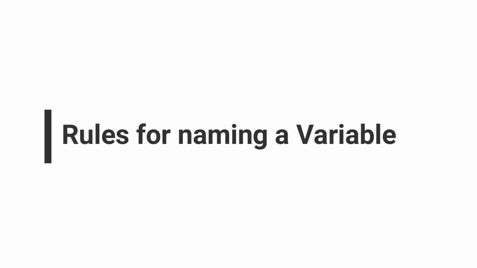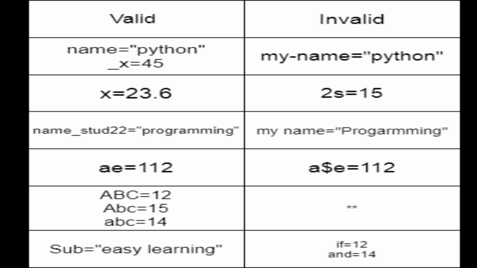So let's move on to some rules for naming a variable. We have certain rules while naming the variable. Let's see one by one what rules we have to follow. The first rule is a variable name must start with a letter or underscore character. I will give you the examples one by one. You just have a look, then you will get to know.